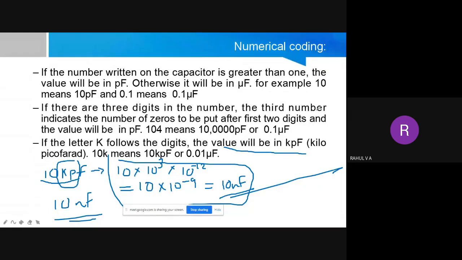If it is less than 1, that is in microfarad. Less than or equal to 1, it is in microfarad. That is the first rule. Second rule was, if there are 3 digits, the third digit represents the number of zeros to be put after the first 2 digits, and the value is in picofarad.